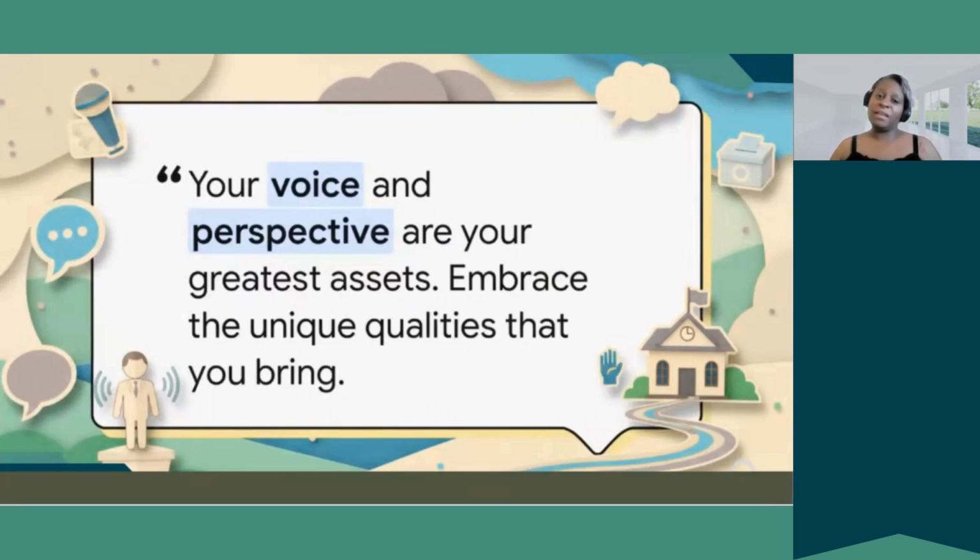So that's why you've been seeing this thread of me talking about lived experience here and there, because otherwise you're just like everyone else, right? You need to embrace the unique qualities that you're bringing, because that's what's going to make people want to vote for you. And that's it. That's all.